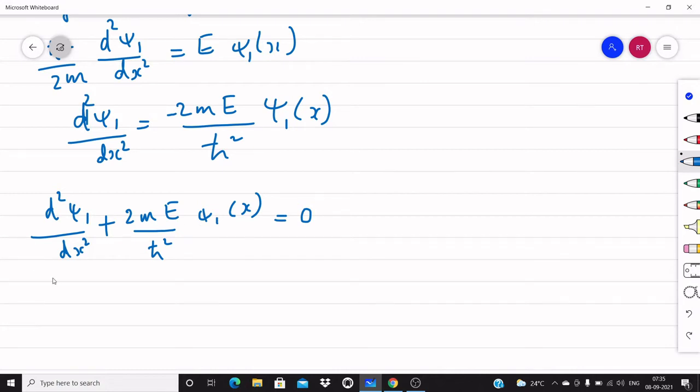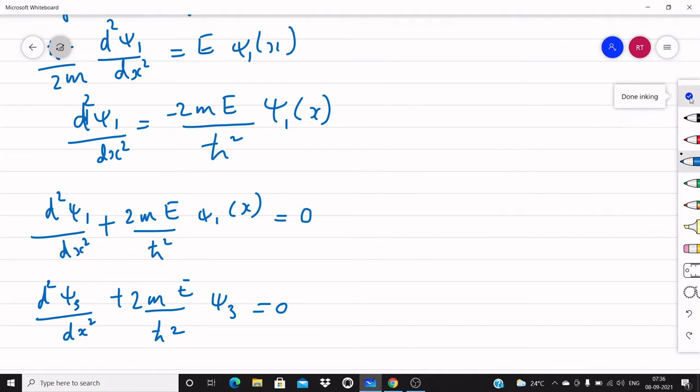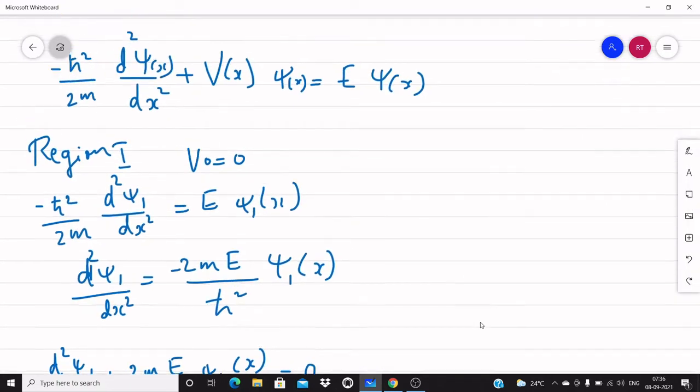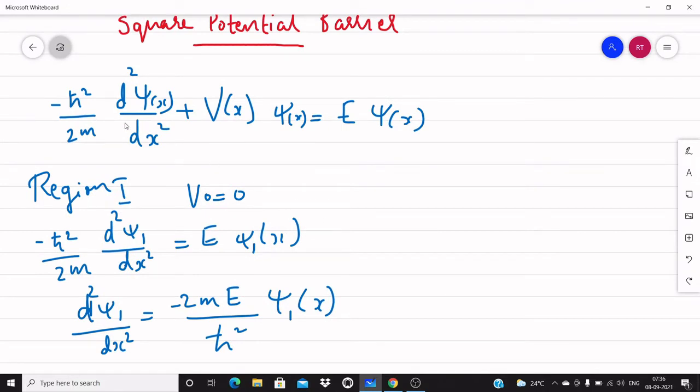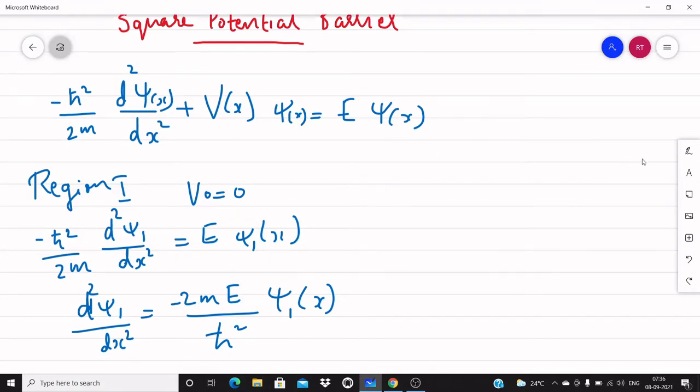Similarly, in region 3, you will have psi3, and the equation will be d square psi3 by dx square plus 2me by h cut square psi3 is equal to 0. Only in region 2 you will have a potential. So in region 2 you have to use this equation, and we should give V of x as V0.